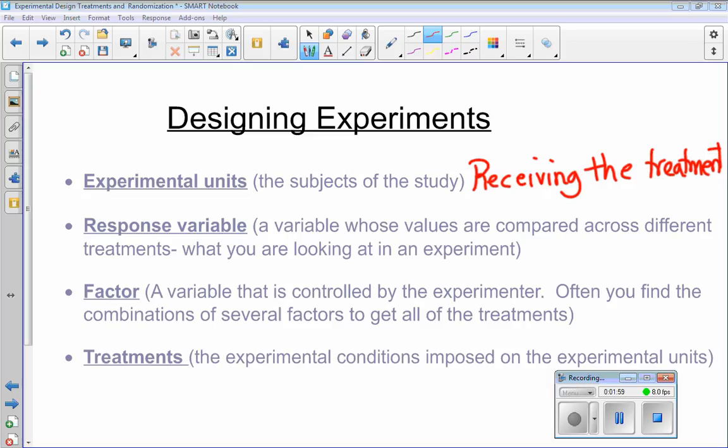Now, Charles brought up a good point. In science class, what is this called? The dependent variable. It's what you're measuring. It's the y, right? It's what you're trying to get a response out of.